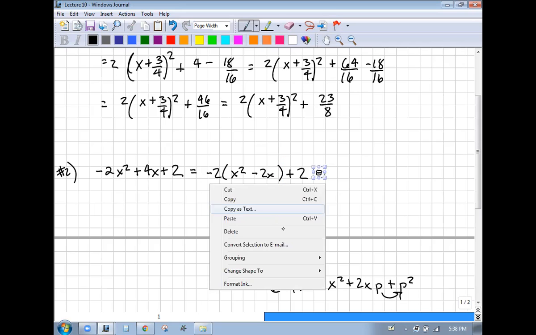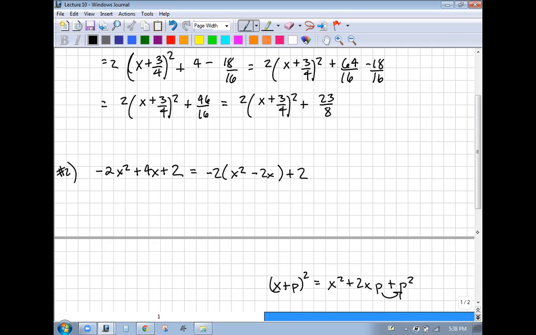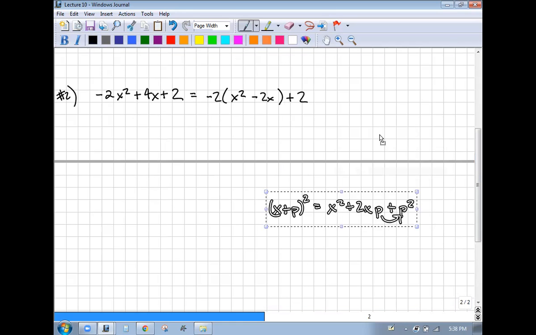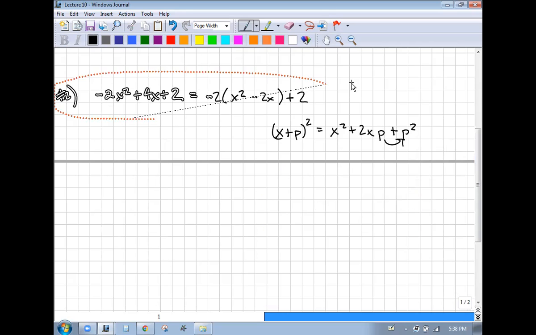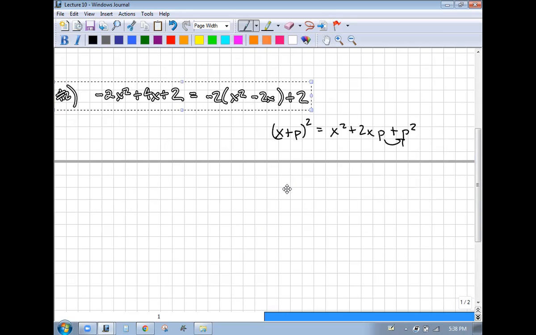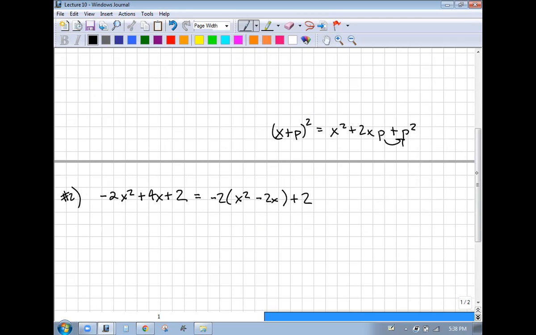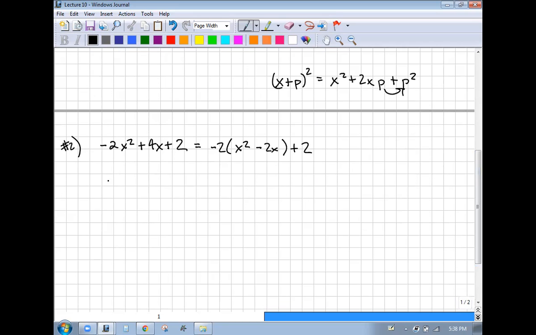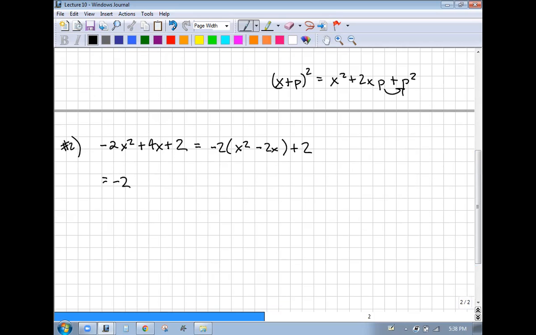So I'm just gonna do it down here. Let's get us a whole new page here. I'm gonna move this up here and move this down here. There's plenty of room. There we go. So now I'm gonna take this guy here and I'm gonna rewrite it as x squared plus 2x times a -1.